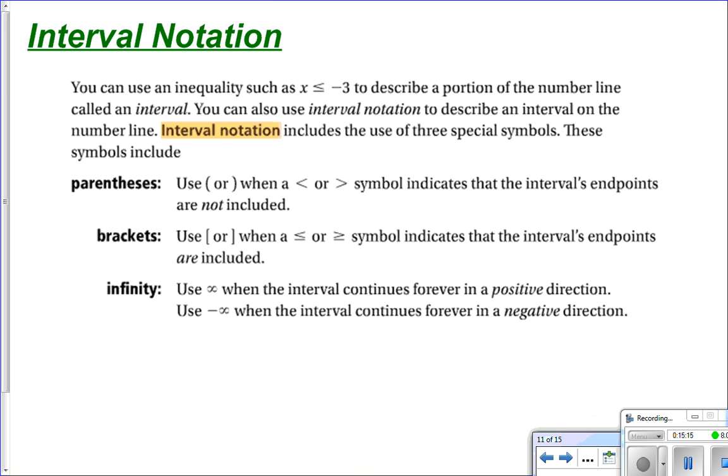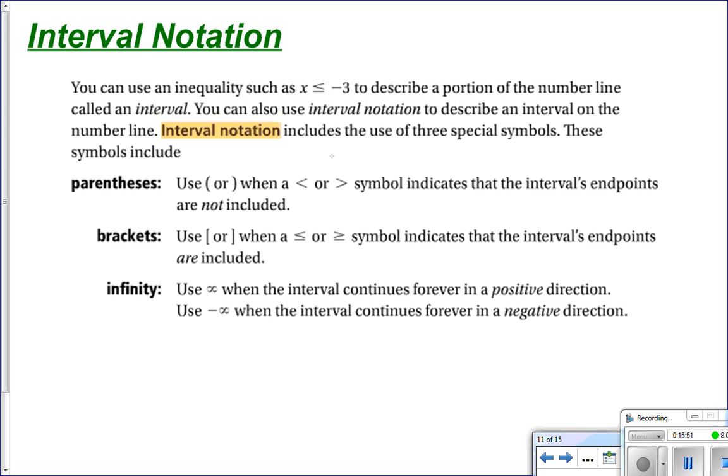Interval notation, this is important. So you can use any inequality such as x is less than or equal to -3 to describe a portion of the number line called an interval. You can also use interval notation to describe an interval on the number line. So here we go. Interval notation includes use of these three special symbols. And these symbols include parentheses. So when you have to do interval notation, I'll show you what that means. You use parentheses when it's a less than or greater than symbol to indicate an interval's endpoints that are not included.